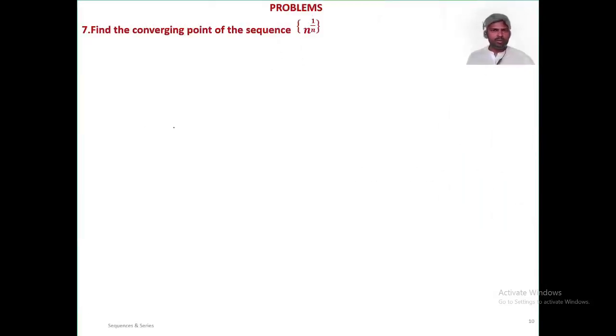Next one, problem number 7. Find the limit of this sequence. Okay, so now limit n becomes large, a n, which is limit n becomes large, n raise 1 upon n. Here, apply the limit directly and you get infinity to the power of 0. What is the value of infinity to the power of 0? Again we can't determine this, so I need to approach with another method.